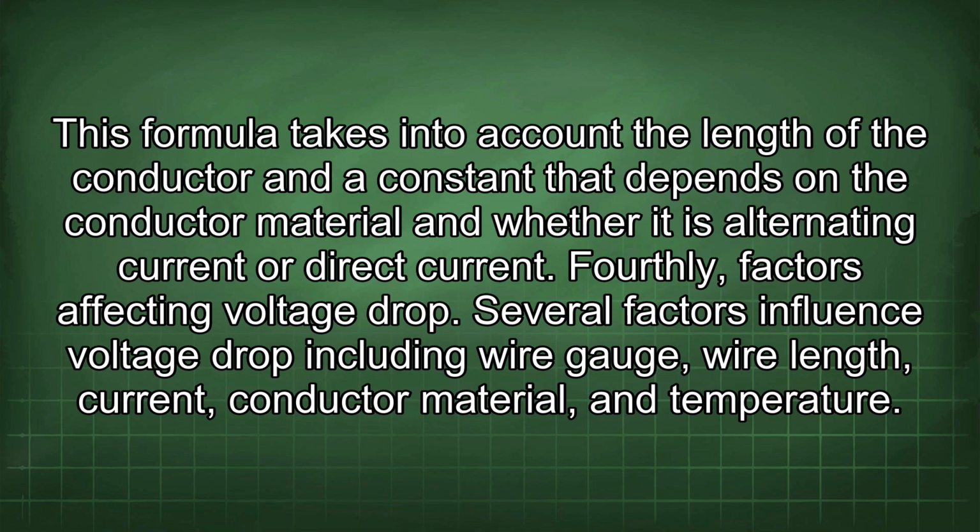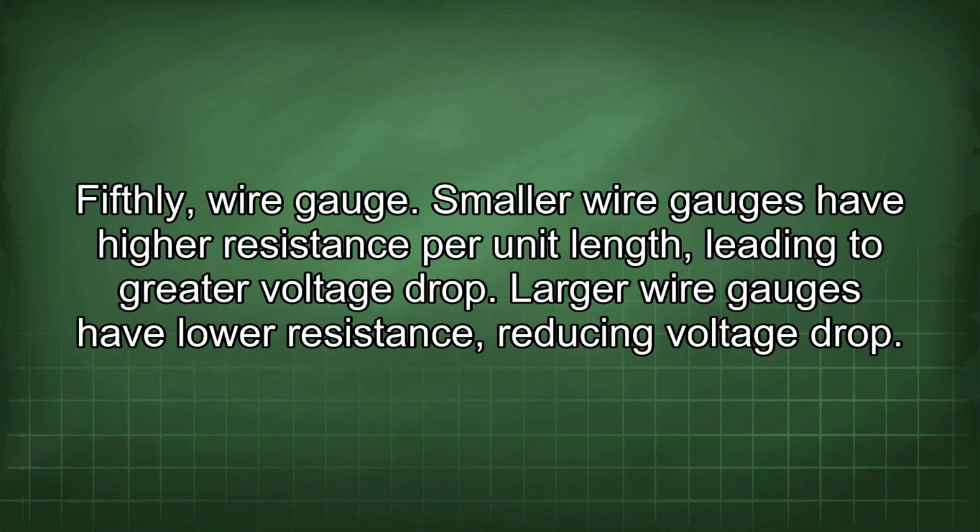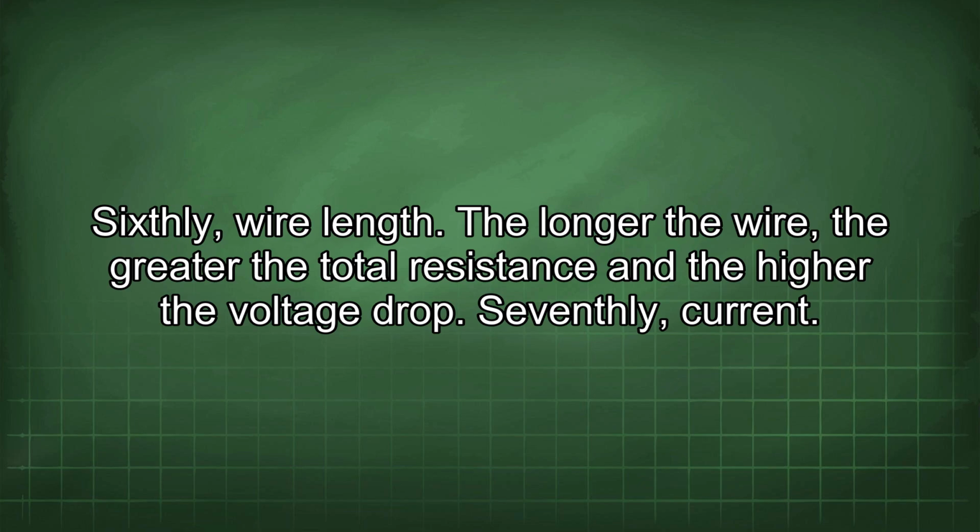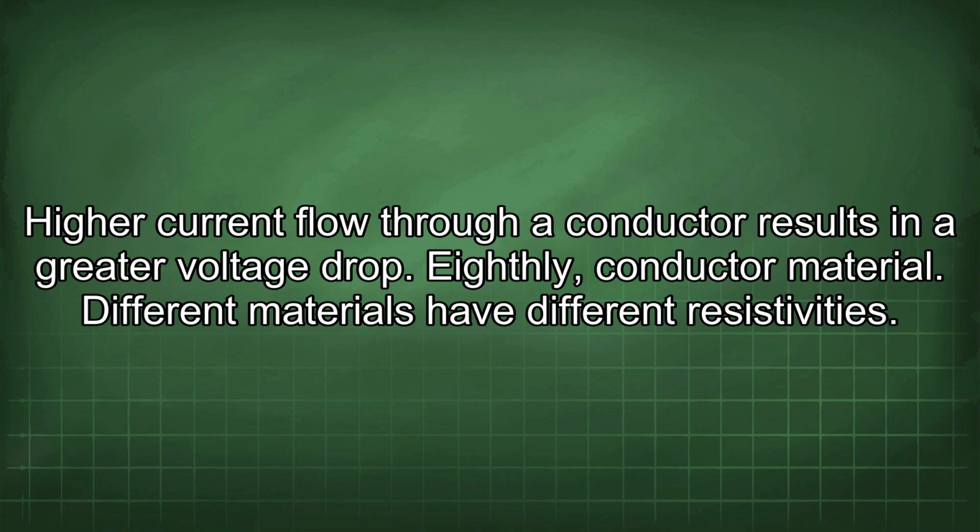Fourthly, factors affecting voltage drop. Several factors influence voltage drop, including wire gauge, wire length, current, conductor material, and temperature. Fifthly, wire gauge. Smaller wire gauges have high resistance per unit length, leading to greater voltage drop. Larger wire gauges have lower resistance, reducing voltage drop. Sixthly, wire length. The longer the wire, the greater the total resistance and the higher the voltage drop. Seventhly, current. Higher current flow through a conductor results in a greater voltage drop.